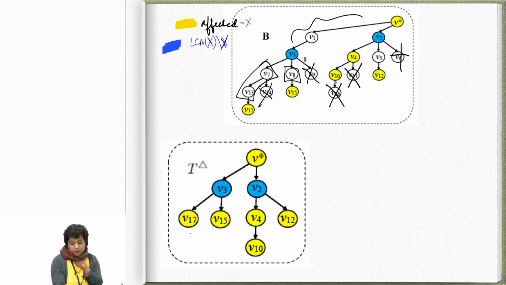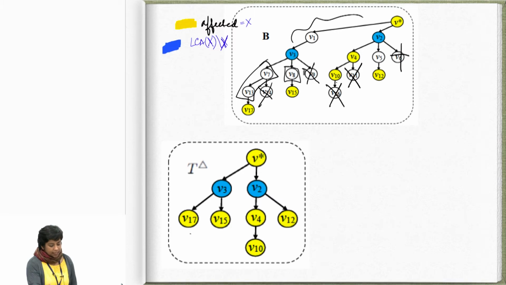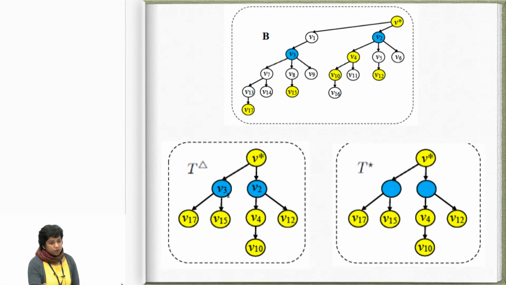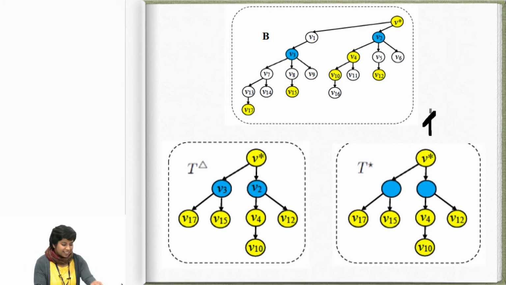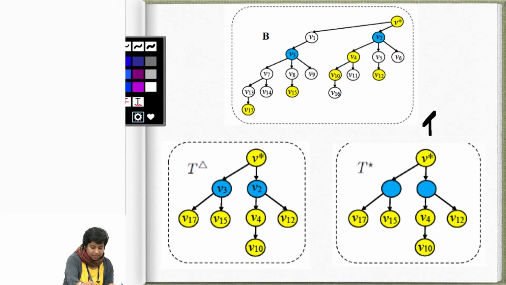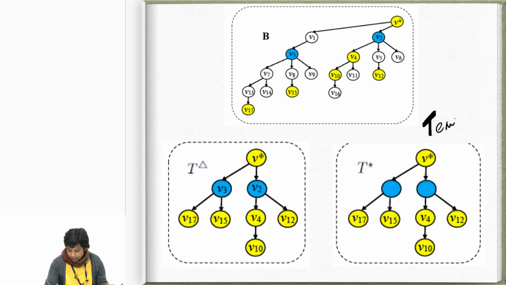So this is the thing. Blue vertices are those which are not in X but are part of the LCA closure. This is what I get after compressing all these things. Now the next step that I do is I actually remove the labels of the blue vertices. This is what I call the template of this tree. This is the template of X in B.